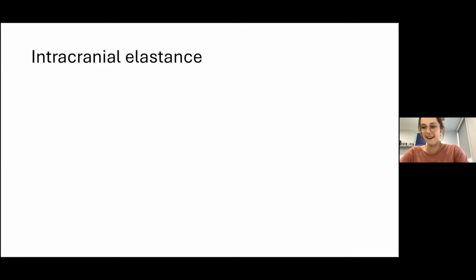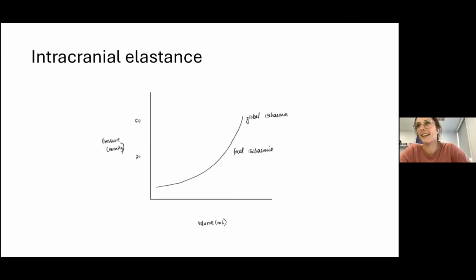All right, that's time. So perfect. That looks exactly like my graph. So I've got volume on the x-axis, as you said, pressure on the y-axis, with focal ischemia happening at 20 millimeters of mercury and global ischemia at about 50. So excellent work. All right, last one. The last one's a bit trickier.